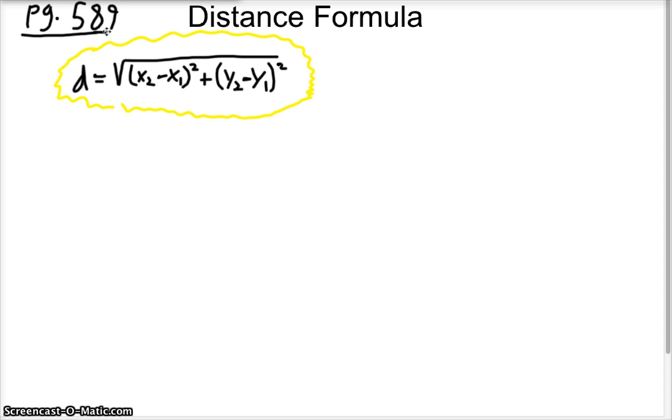The past 2 days have been the Pythagorean theorem, finding the sides of a triangle. Here is finding the distance between 2 points on a coordinate plane. So remember, our coordinate plane is our graph where we have our x and y.